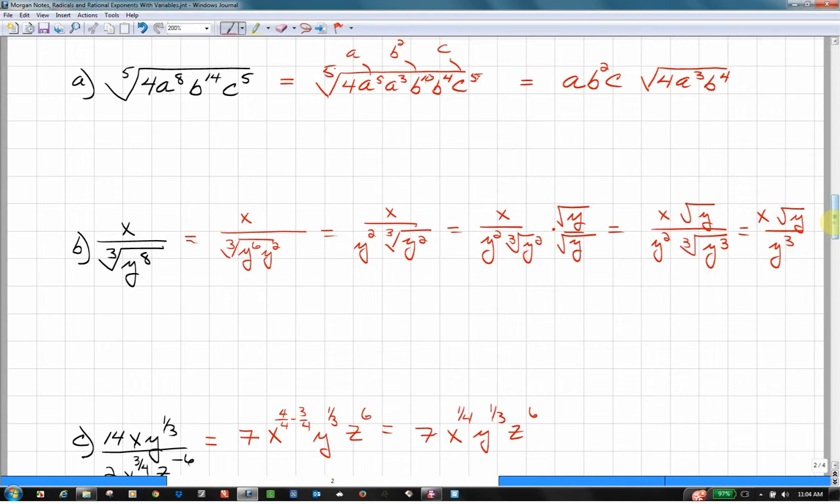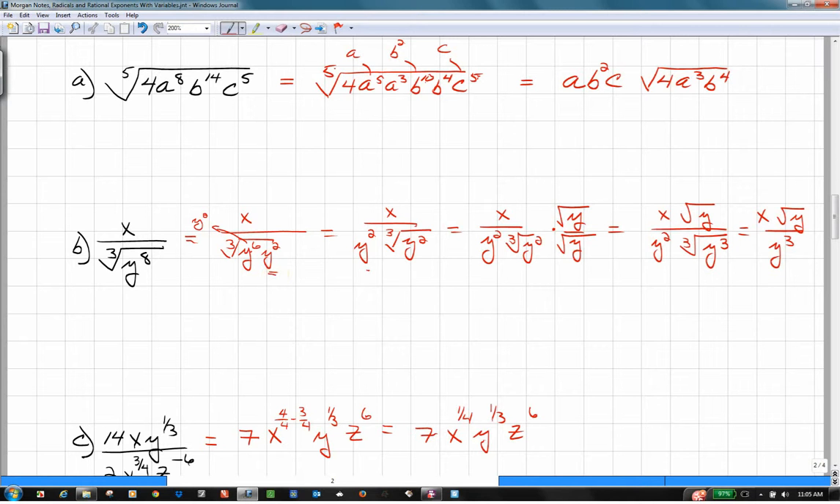First, it's an odd index. There's no absolute values coming into play here. So I have an odd index, and I'm going to break y to the 8th into y to the 6th times y squared, where I know that y to the 6th power is going to come out as y squared. Okay, so when I do that, I'm going to end up over here with y squared times the cube root of y squared, because this y squared couldn't come out of the radical.